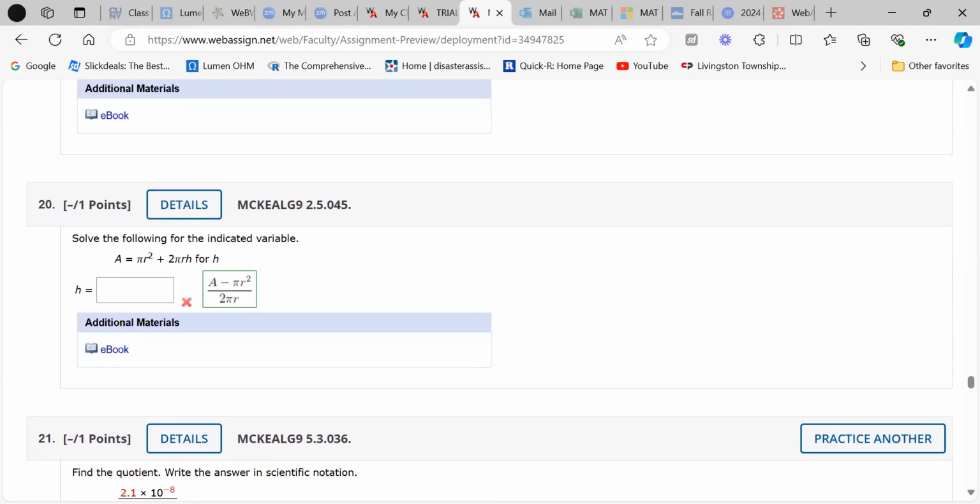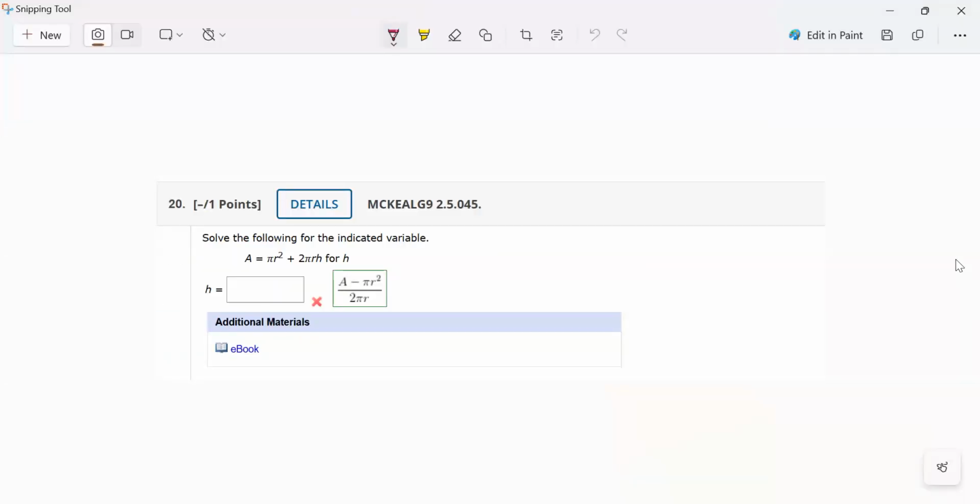Let's try this one really quickly. Basically, you are solving for one of the variables. So you're solving for h in this case. You need to get h by itself. Right, you solve for h. Let's try this.